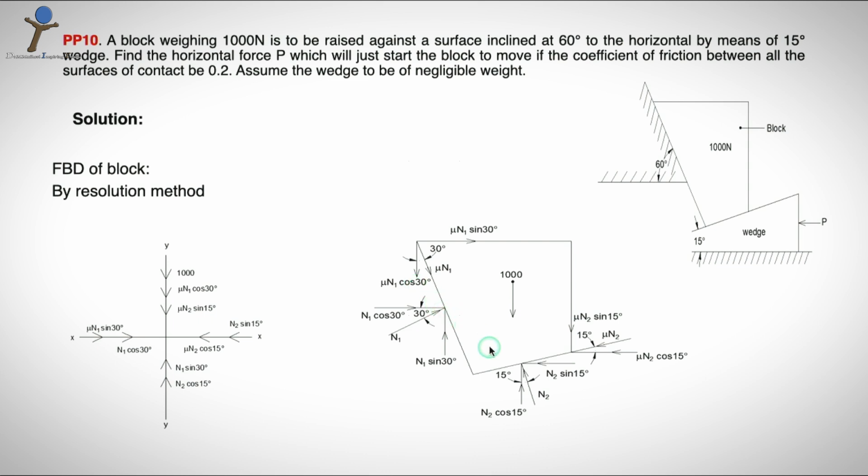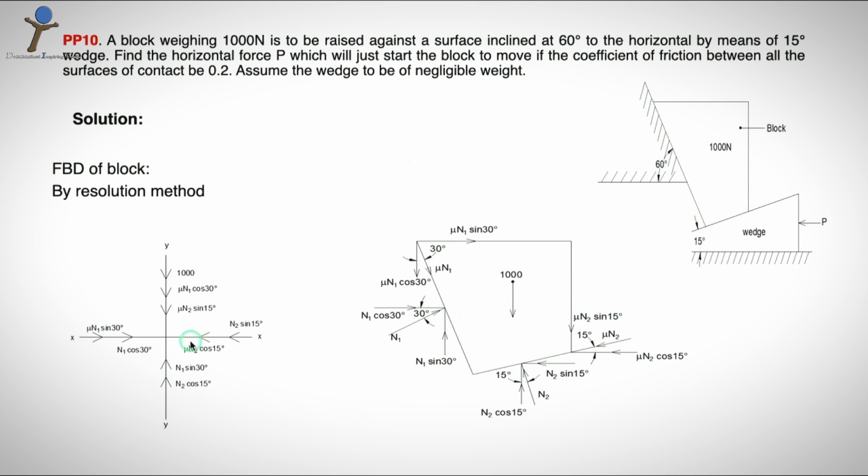Then coming to the reaction by the wedge onto the block, N2 is at an angle of 15 degrees to the vertical line. So, you resolve this N2 as N2 cos 15, N2 sin 15. Then mu N2 at an angle of 15 degrees to the horizontal will give you mu N2 cos 15 and mu N2 sin 15. Now, putting all these forces onto the xy plane, you have x axis and y axis, and apply the equilibrium equations for this.